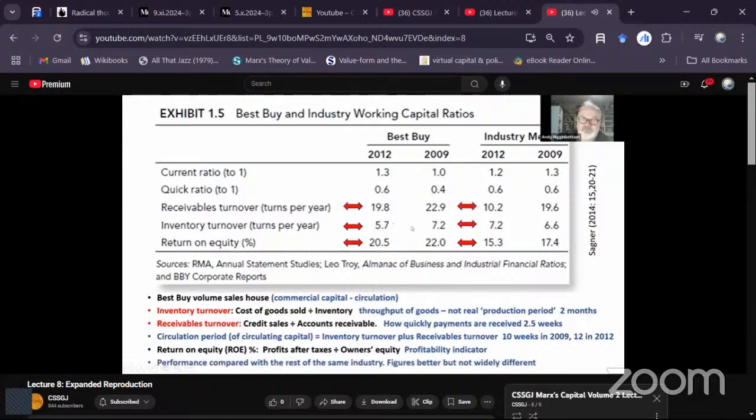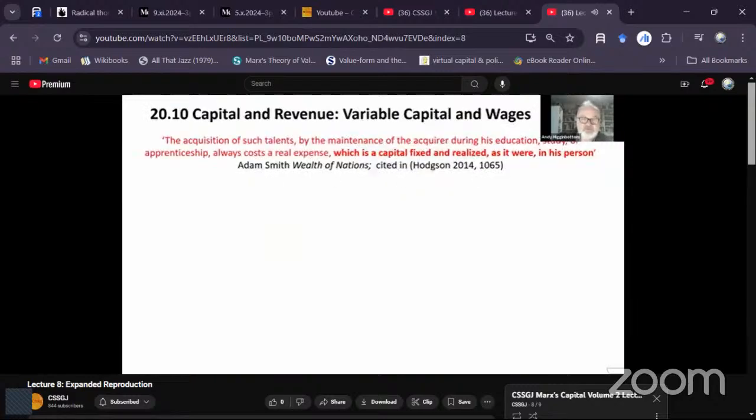This company's doing better, but you can see they're not widely different. You're not going to have a huge difference, unless there's a sort of revolutionary breakthrough in the way things are done, or a paradigm breakthrough in the technical way of producing things or turning things over. They're going to be similar numbers for turnover, some better, some worse.